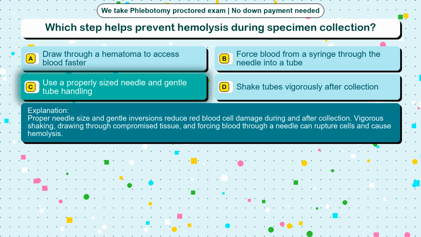Proper needle size and gentle inversions reduce red blood cell damage during and after collection. Vigorous shaking, drawing through compromised tissue, and forcing blood through a needle can rupture cells and cause hemolysis.